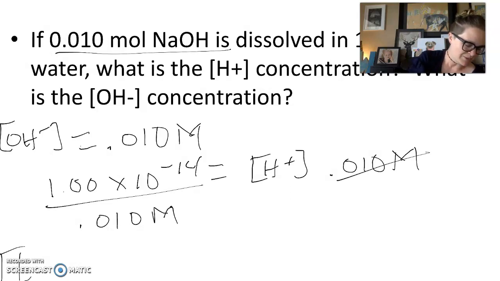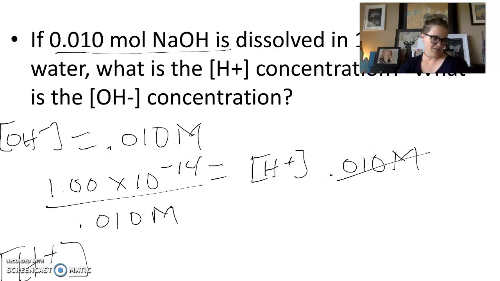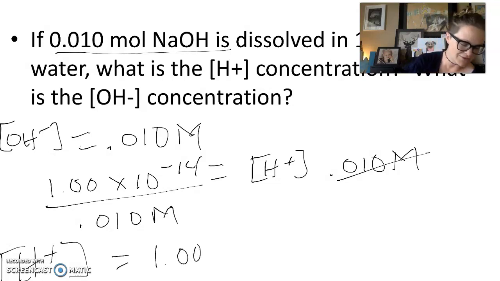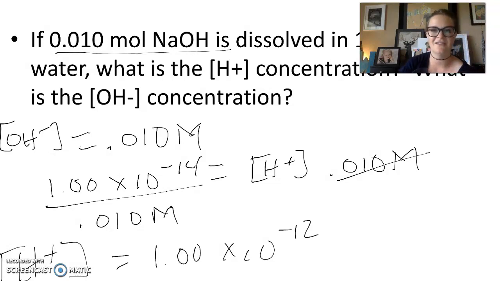We get that the H plus concentration, oh my gosh, can I math this? Is it 1.00 times 10 to the negative 12? I love that I'm looking at my camera screen, like waiting for one of you with a calculator to answer me.